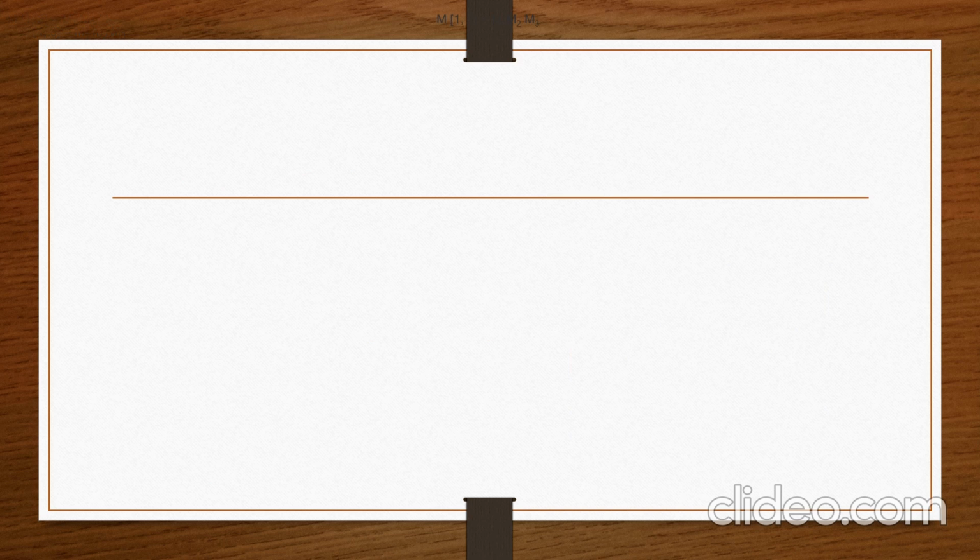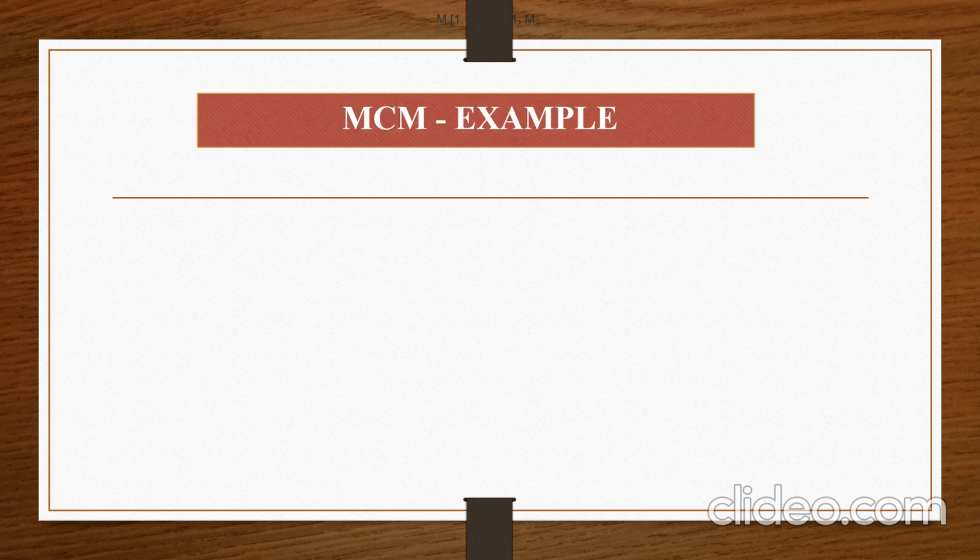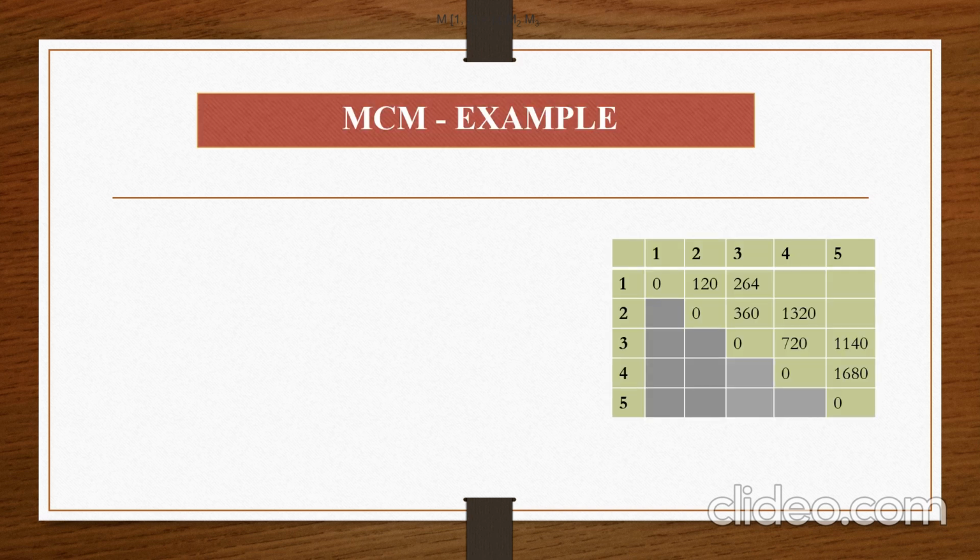So those values are entered in the matrix. Next, of those values, only the minimal value has to be filled. We should not take both the values. Only the minimal value has to be filled here. Now calculate the product of 4 matrices.